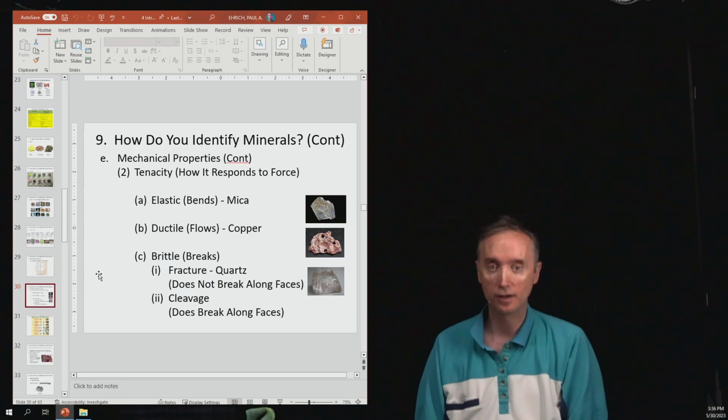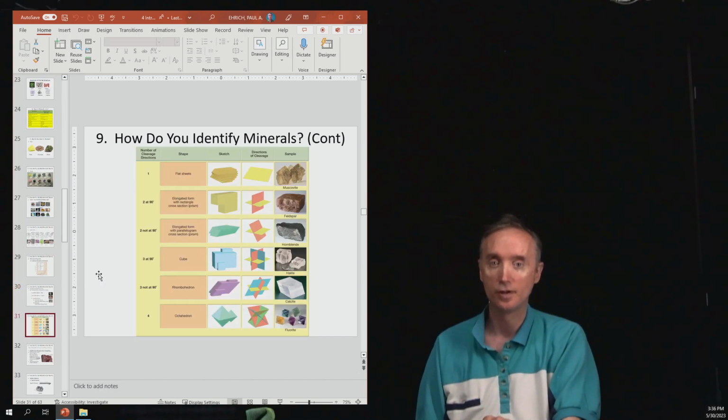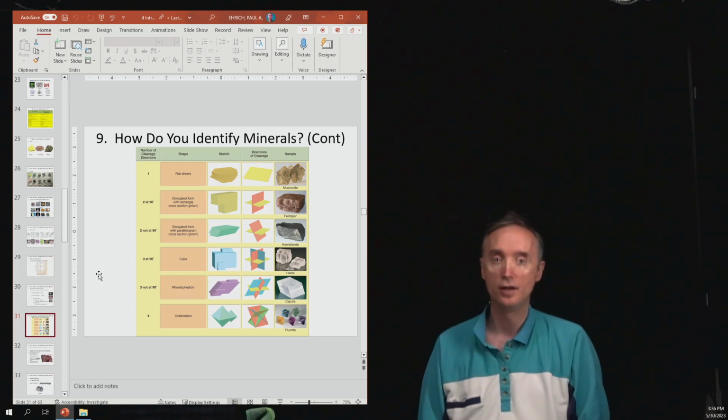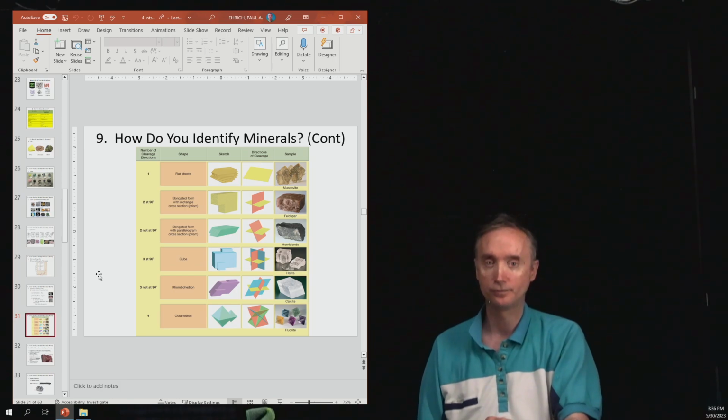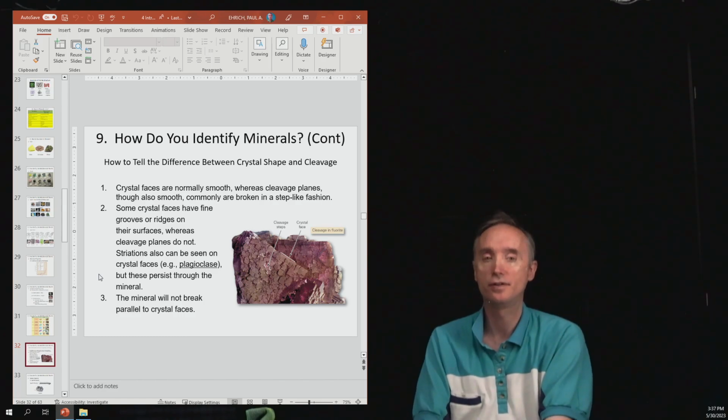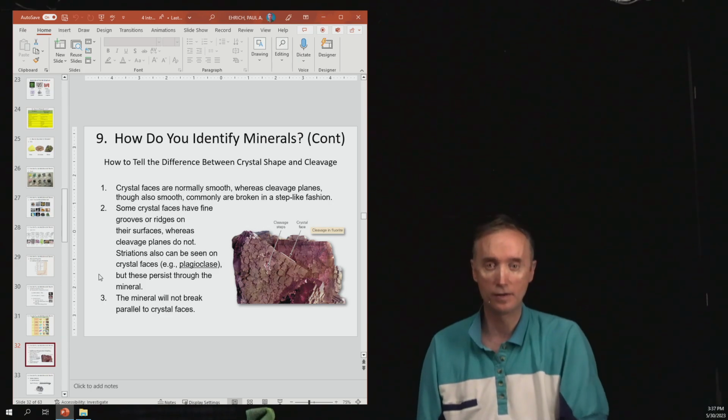If it does break along faces, then that's going to be called cleavage. So you should know all of these different words for the exam. So here's the different kinds of cleavage. And you're not going to need to know that for the exam. You should know what cleavage is, but you won't need to know the specific kinds of cleavage. Okay, and then this thing here about how to tell the difference between crystal shape and cleavage, let's not worry about that.